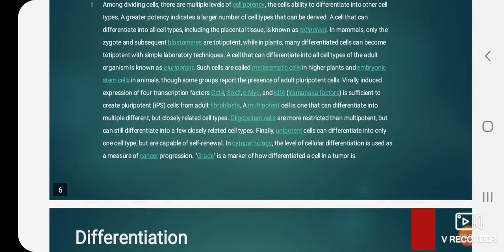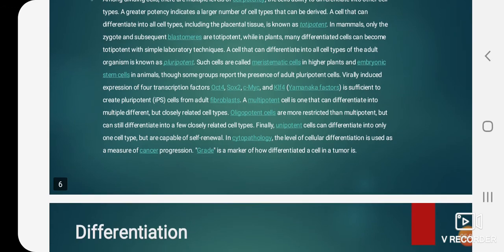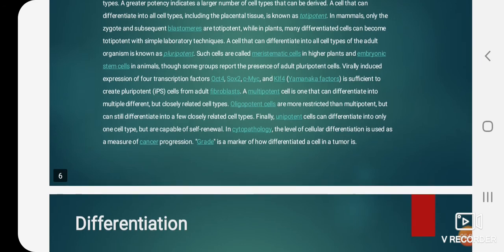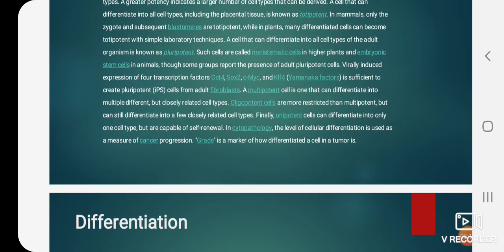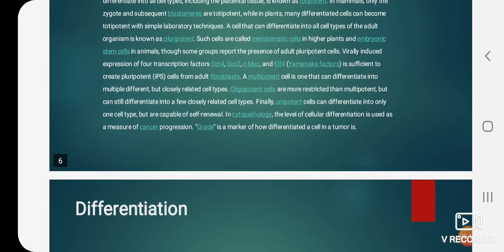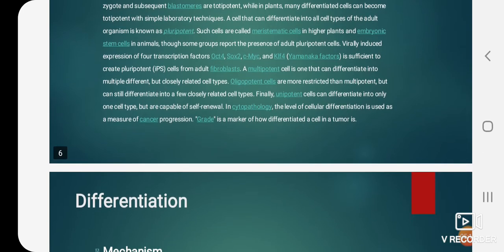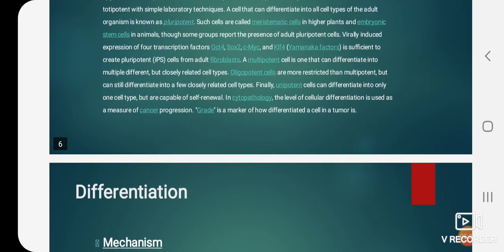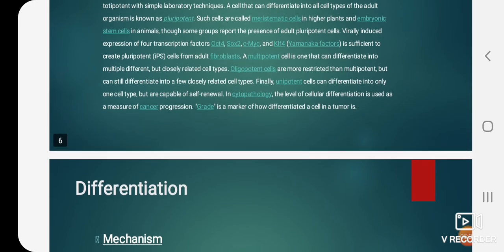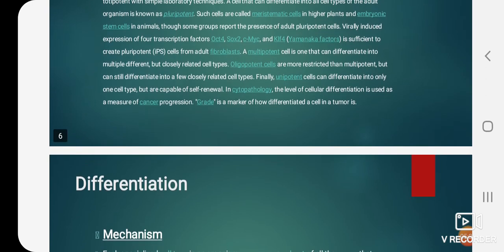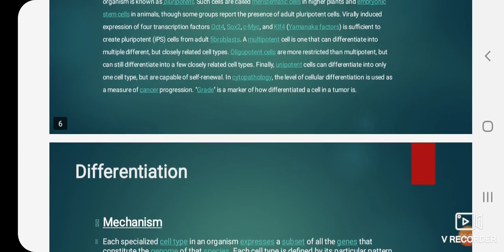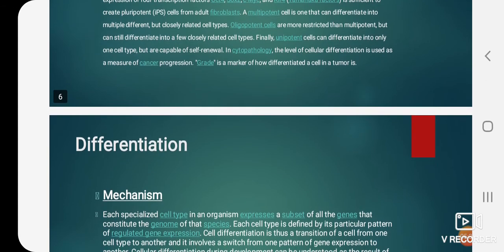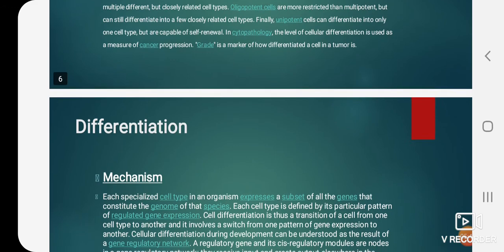A multipotent cell is one that can differentiate into multiple different but closely related cell types. Oligopotent cells are more restricted than multipotent but can still differentiate into a few closely related cell types. Finally, unipotent cells can differentiate into only one cell type but are capable of self renewal. In cytopathology, the level of cellular differentiation is used as a measure of cancer progression. Grade is a marker of how differentiated a cell in a tumor is.